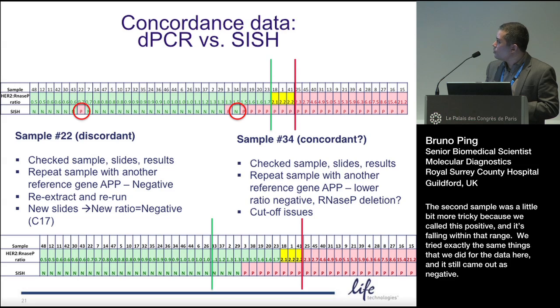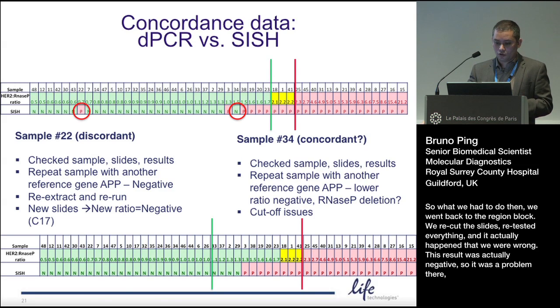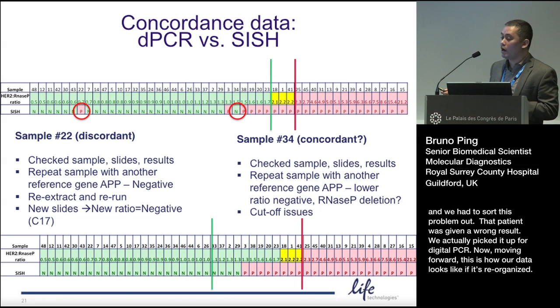The second sample is a bit more tricky because we call this positive, and it's falling within the range. We tried exactly the same things that we did for the data here, and it still came out as negative. So what we had to do then, we went back to the original block, we recut the slides, retested everything, and it actually happened that we were wrong. This result was actually negative. So there was a problem there, and we had to sort this problem out. So that patient was given a wrong result. We actually picked it up for digital PCR.